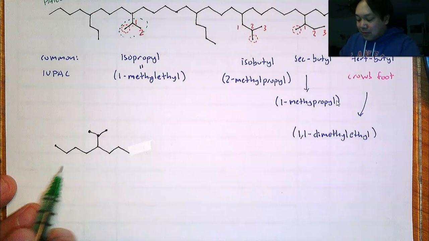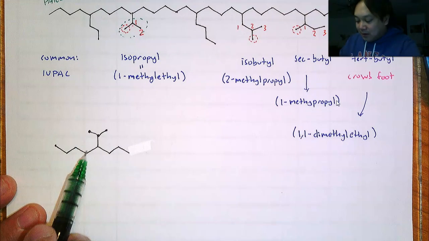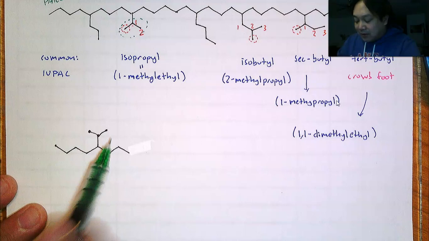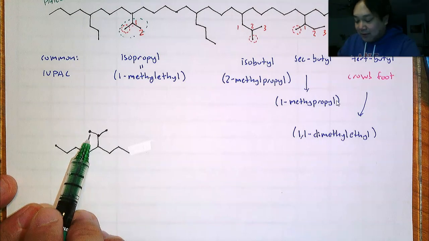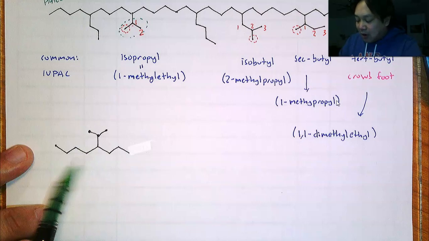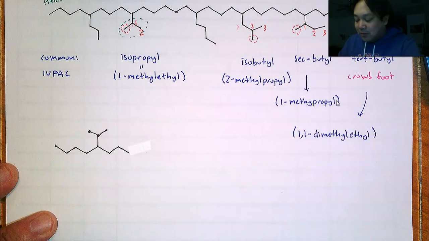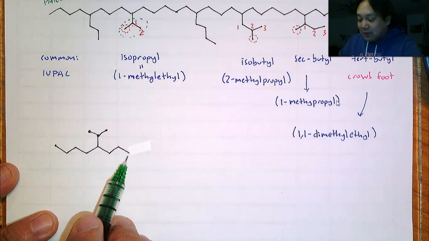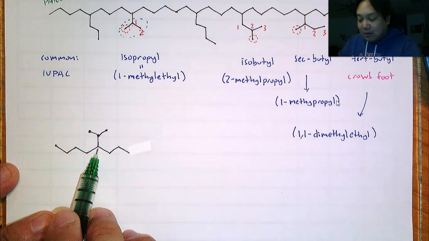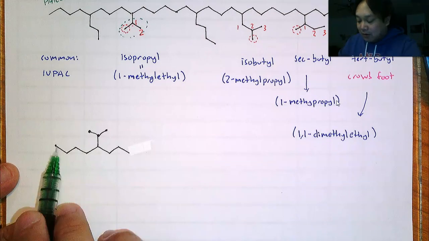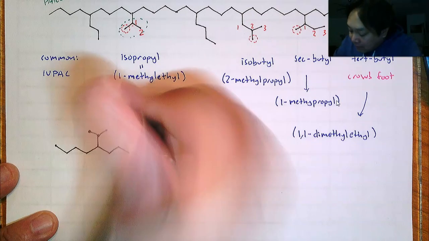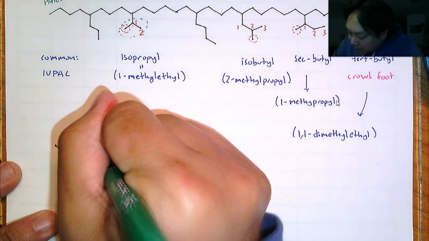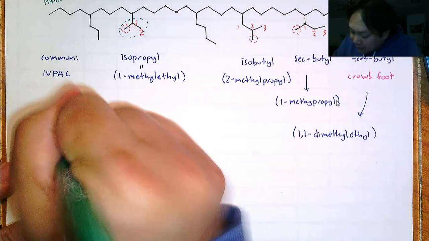So we have an 8-carbon chain. I'm going to double check that there's nothing longer. 1, 2, 3, 4, 5, 6, 7. Okay, so it's an 8-carbon chain. That's going to be the longest continuous carbon chain. I'm going to number it from the right to make this group on carbon number 4. So if I start from the left, 1, 2, 3, 4, it would be on carbon number 5.